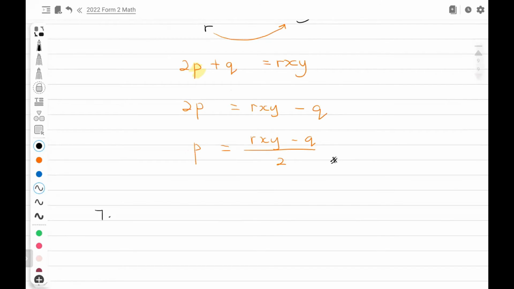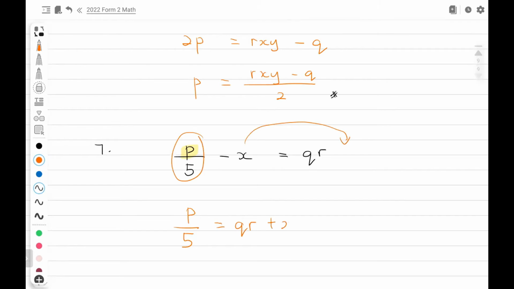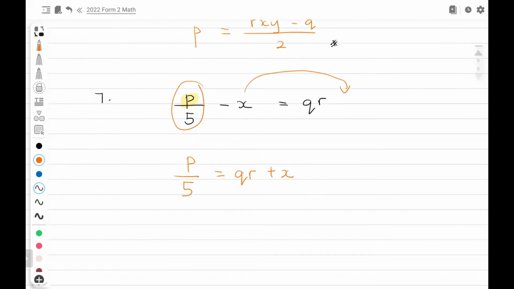Continue. I give you a few examples, then you try to digest. Okay, more. If we have p over 5 minus x equal to qr. So we check where is p first. P is on the left side. The furthest one is negative x. This one, nothing to do. We just copy and paste. Then equal to qr plus x. Correct? Then we want p alone only.